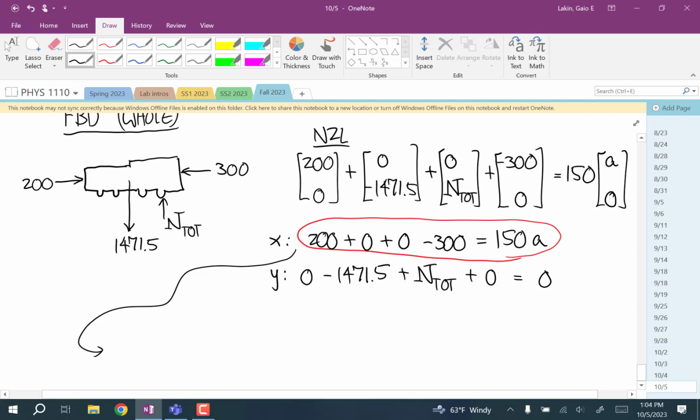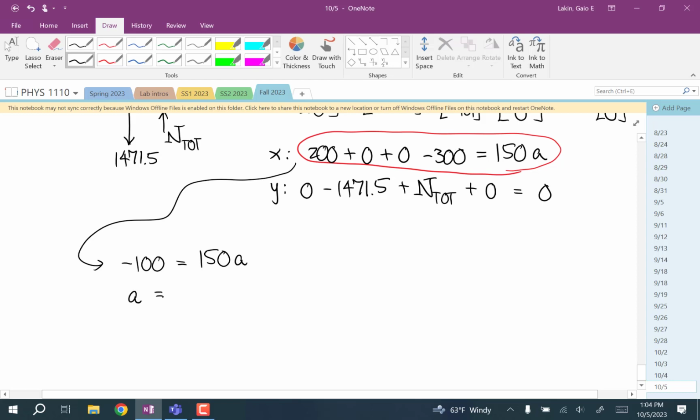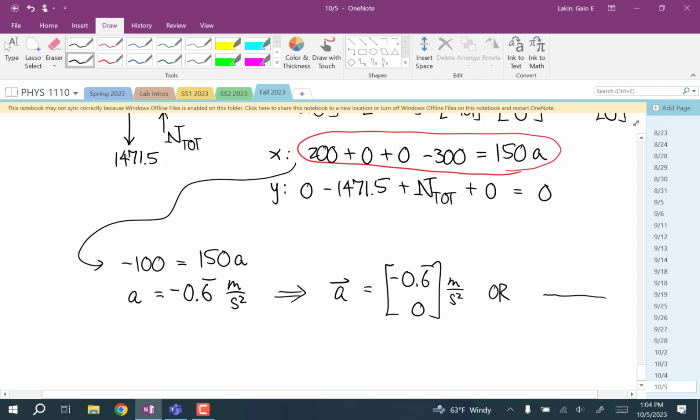And so we get negative 100 is equal to 150a. So a is equal to negative 0.6 repeating, that's meters per second squared. And so if you plug that back into the acceleration vector, you get negative 0.6 repeating, 0 for y. And if you're trying to visualize it, that's an acceleration this way with a magnitude of 0.6 repeating.